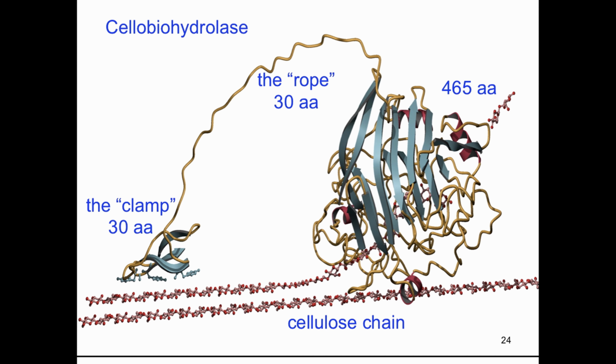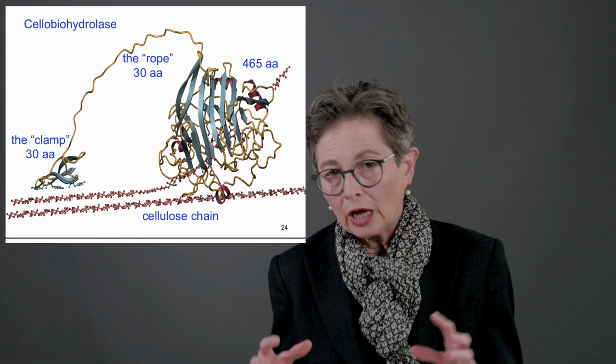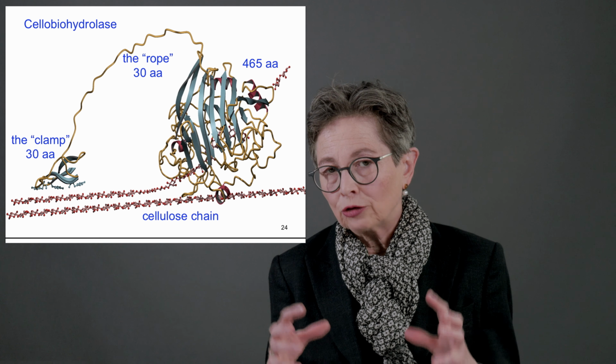Not just our lab, other labs too. Now that we know the structure, it's pretty obvious why it was so hard to crystallize. But at the time we didn't. What makes this protein so hard to crystallize is that it's extremely flexible. The large hydrolytic domain is 465 amino acids, but it's attached to a very flexible long rope or tether of 30 amino acids, which in its turn is connected to a clamp of 30 amino acids.